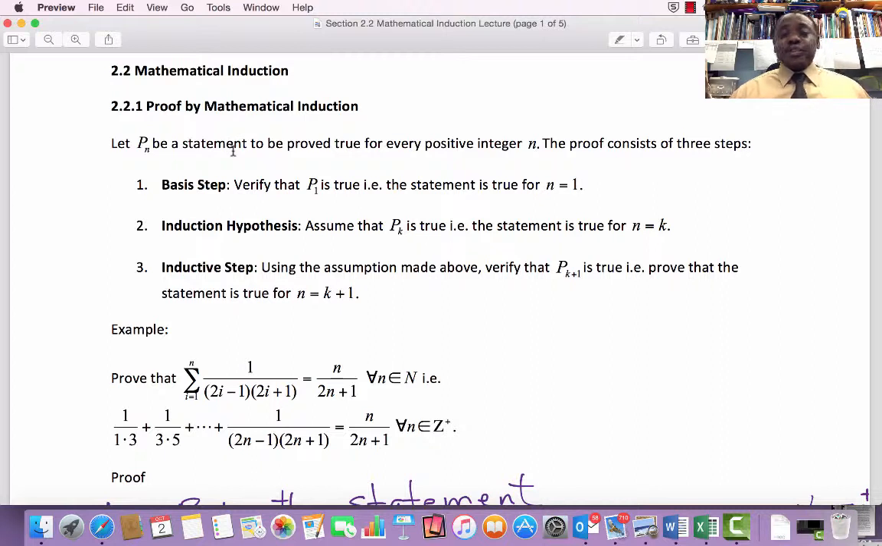And step 3 is known as the inductive step. Using the assumption made above, that is the induction hypothesis, we verify that Pk plus 1 is true, i.e., the statement Pn is true for n equals k plus 1. If the steps 1, 2, and 3 are accounted for, then we conclude that the given statement Pn is true for every positive integer n. We call that the principle of mathematical induction, or simply PMI.